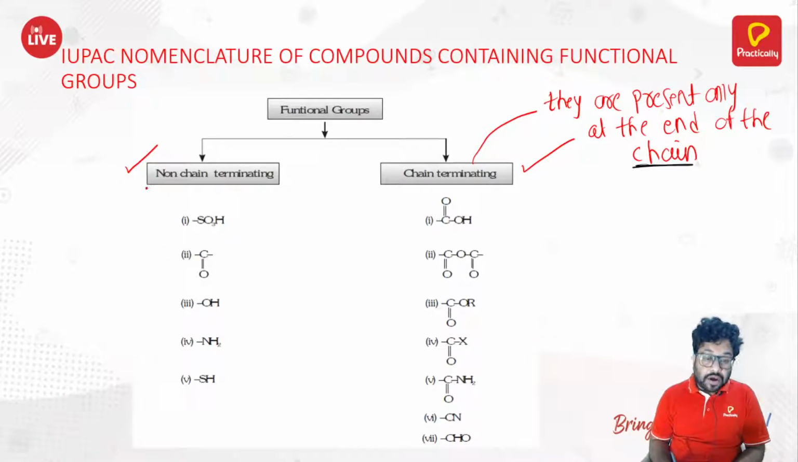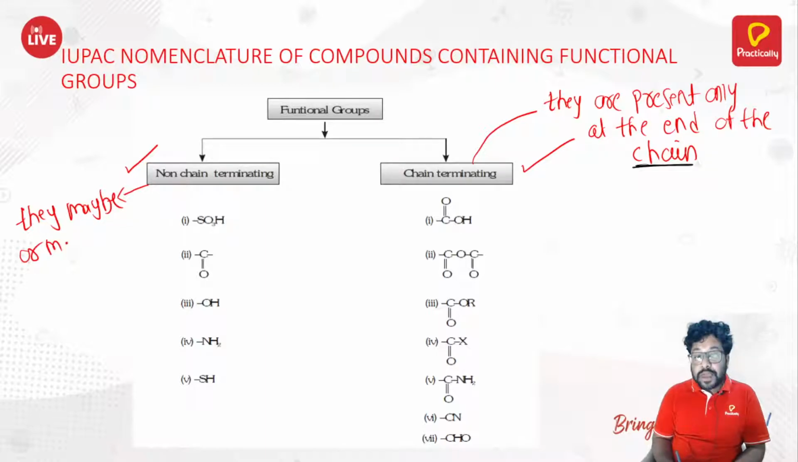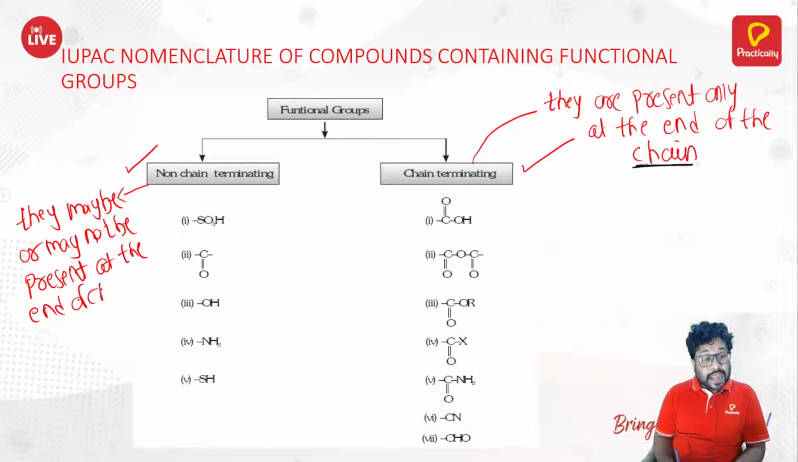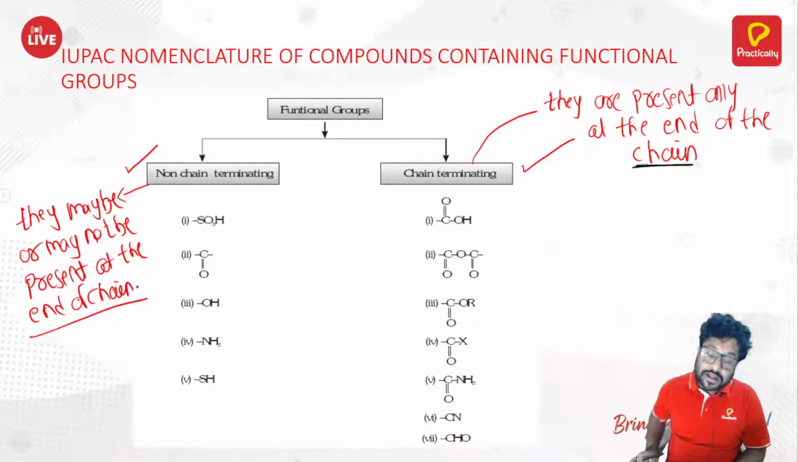And non-chain terminating functional groups, they may or may not be present at the end of the chain. That means they can be present at the end of the chain or in the middle of the chain. No problem with that.